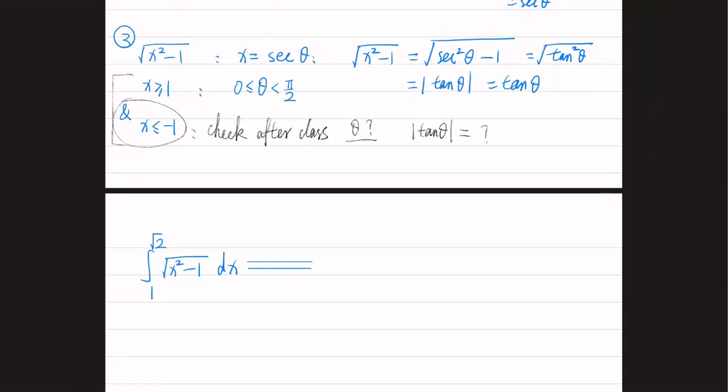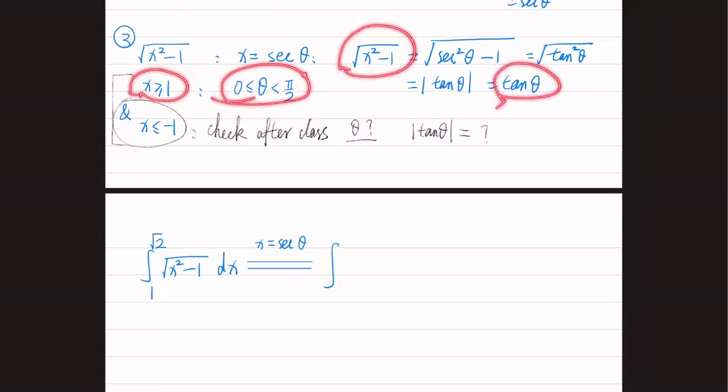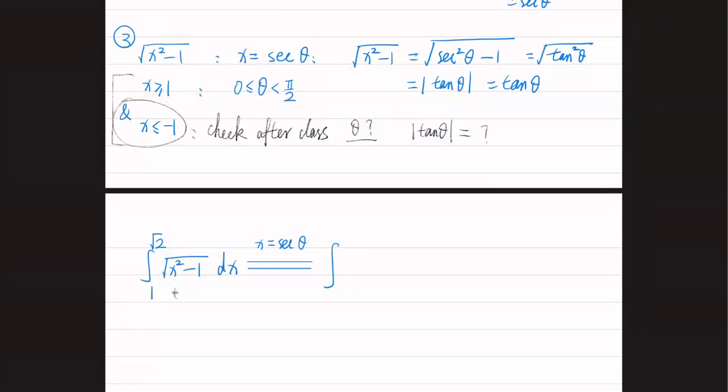Okay, we use the substitution x is secant theta. Using the analysis we have done before on this domain, this is the domain for theta, the square root becomes tangent. Okay, that's the easy part. Let me copy.